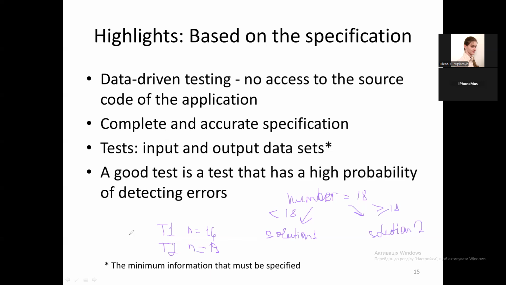And if after these tests the third test is used with a number equal to 15, it is a bad test because this test is very similar to this one. This variant is good, good, not good, because the probability is low in this case. And we need to prepare tests with a high probability of detecting errors.